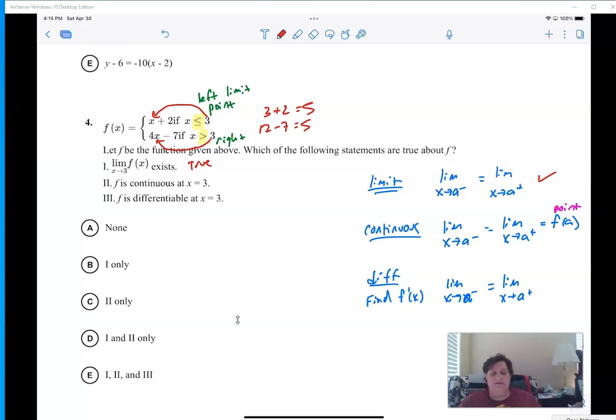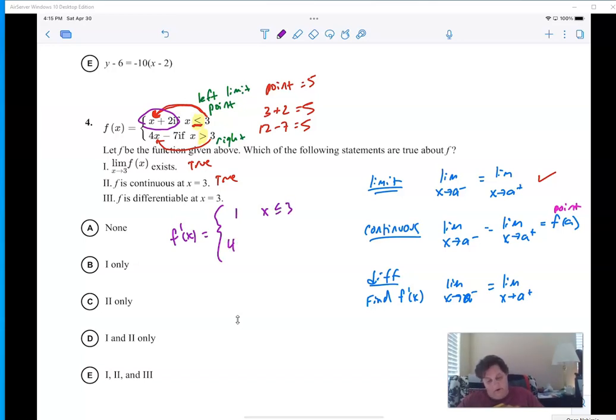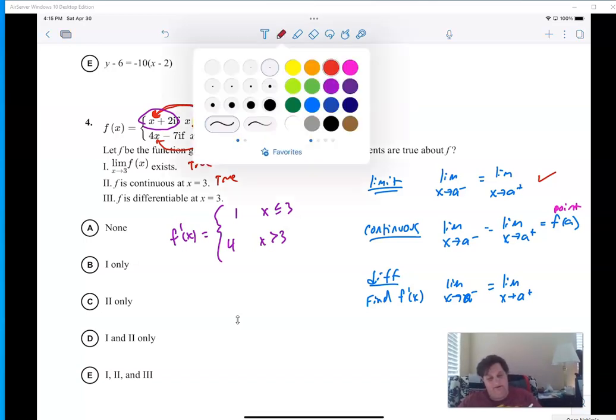Is it continuous? Well, does the point also equal it? Well, sure, because the point is up here, and so when I plug that in for the point, I also get 5. Okay? So now let's see if it's differentiable. So now we take the derivative of that. The derivative of these would be 1 if x is less than or equal to 3, and 4 if x is greater than 3. Now, if I plug this in, you guys see, there's really nothing to plug into, right?